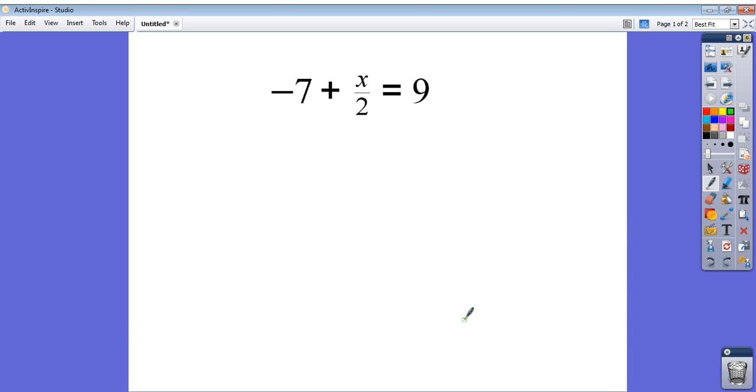Hey guys, today we are going to review how to solve 2 and 3 step equations. Take a look at this first one. -7 plus x divided by 2 equals 9.